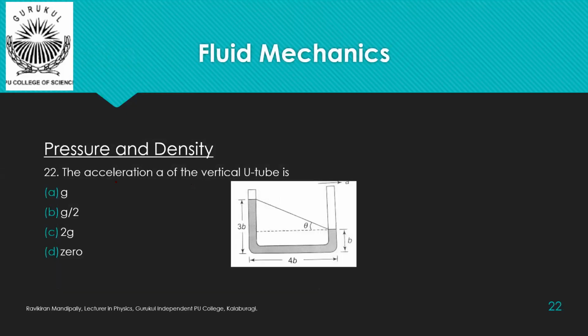Next question. The acceleration a of the vertical U-tube is. So here, if you see this diagram, in this vertical U-tube, there is an acceleration a given to it, because of which the liquid levels in either limb are different. In one limb, there is a liquid level of 3b height from the ground, and in another, there will be b height of the liquid level. And the two limbs are separated by distance 4b.